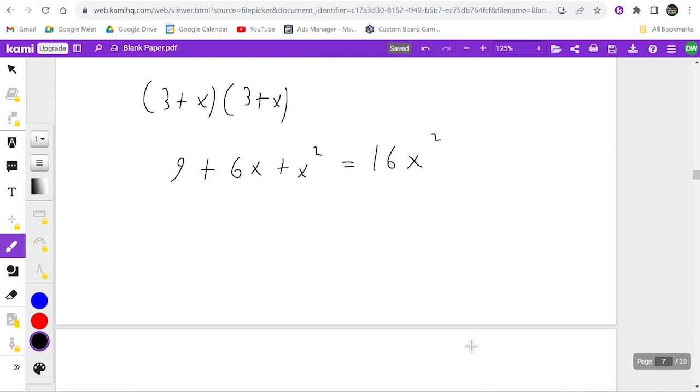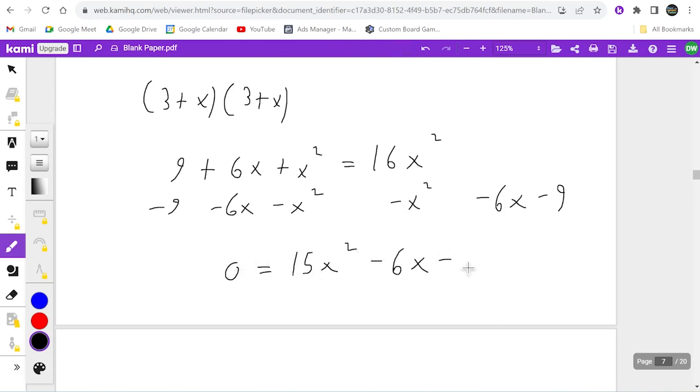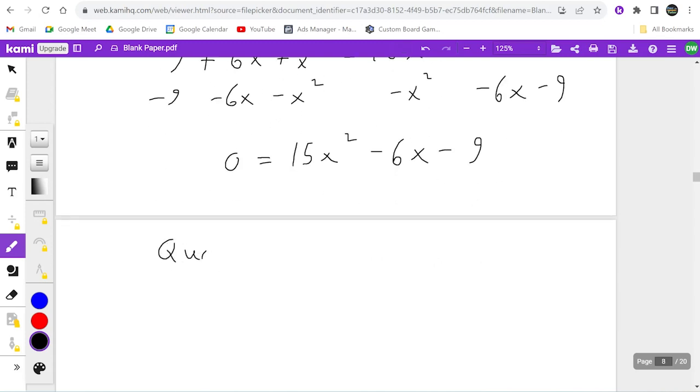And now I got to solve for x. So minus x squared from both sides, and actually I'm going to subtract everything, minus 6x minus 9. I'm going to have it set equal to 0. So 0 equals 15x squared minus 6x minus 9. And I forget if this factors nicely or not, but either way, I did the quadratic formula for us already, which I'll write down just so you have it in your notes.